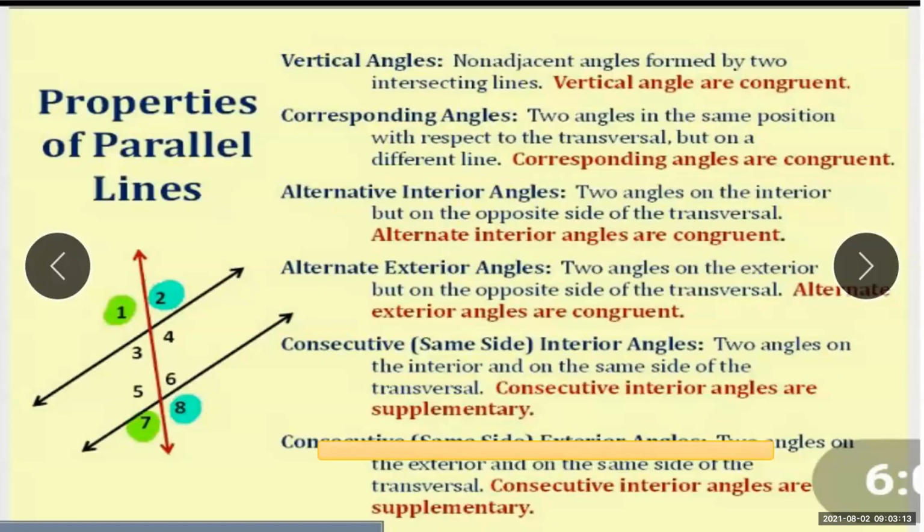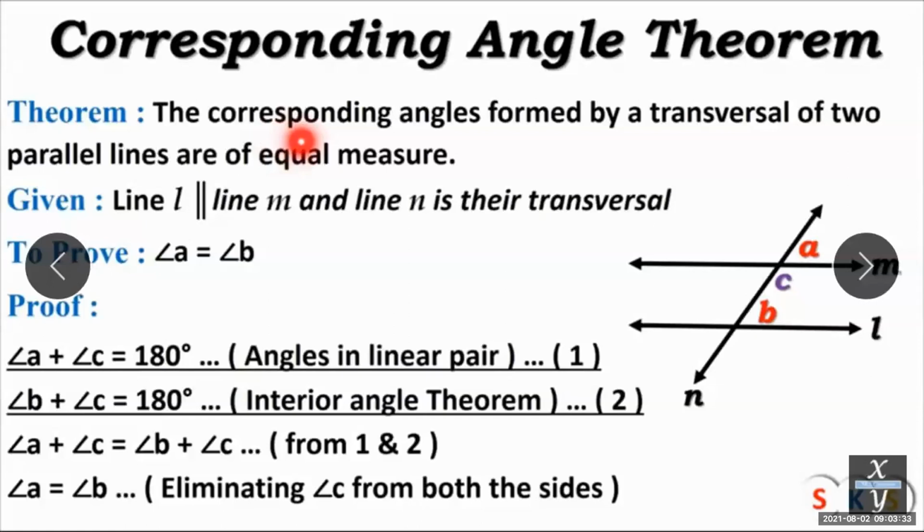Now we will see the theorems one by one here. Here you can see the first theorem, that is corresponding angles formed by a transversal of two parallel lines are of equal measure. Now we just saw the property that corresponding angles are congruent. Congruent means of equal measure. So here we have to prove that statement. So this is the statement for this theorem.